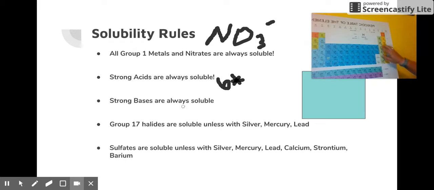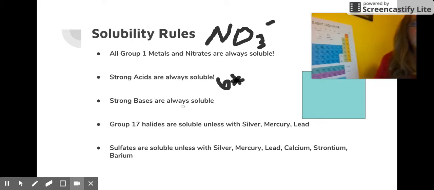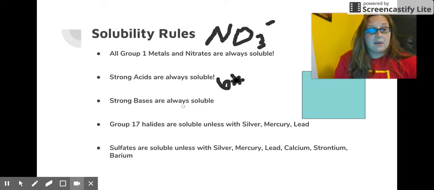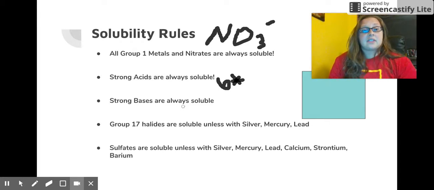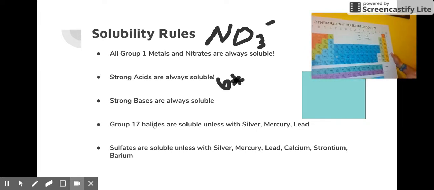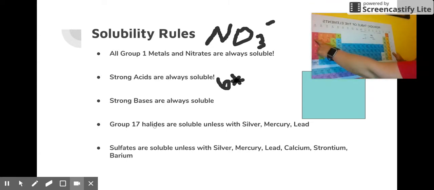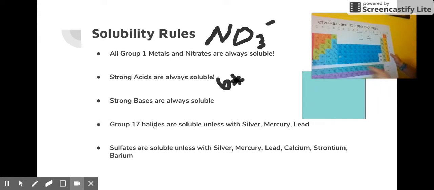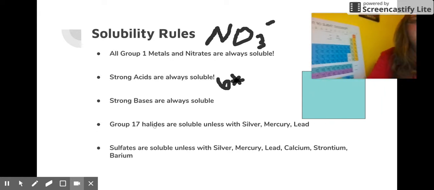If any of these things are combined with OH, so it has a hydroxide compound, then it is classified as soluble as well. The next rule that we need to go over is group 17 halides. Group 17 on our periodic table is over here, where fluorine and chlorine and bromine and iodine are. You see group 17 going all the way down here. Anytime those are in an ionic compound, they are soluble.